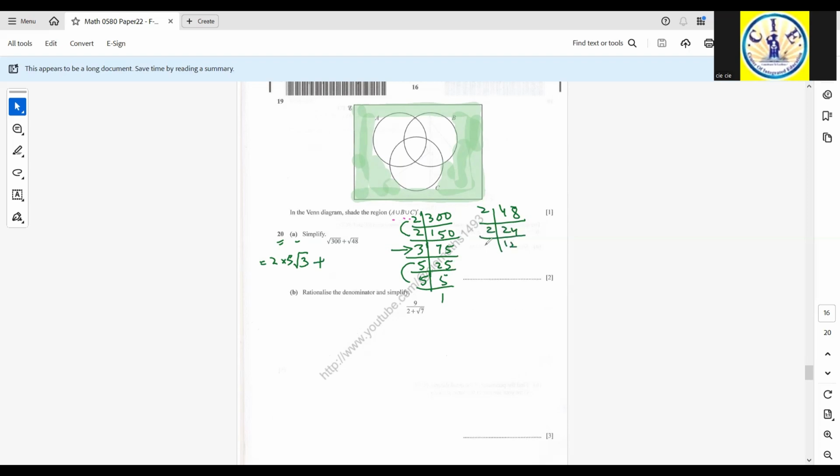24s are, 12s are, 6 are, 3s are, and then three ones are. One pair of two, other pair of two. So 2 times 2, and then 1 3 written under the radical sign. So this is 10 radical 3 plus 4 radical 3. That is 14 radical 3. That is the answer to this part 20, part A.